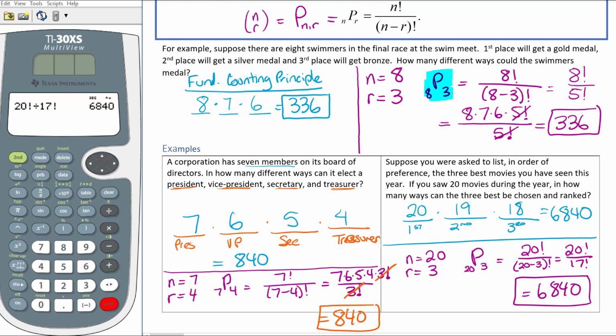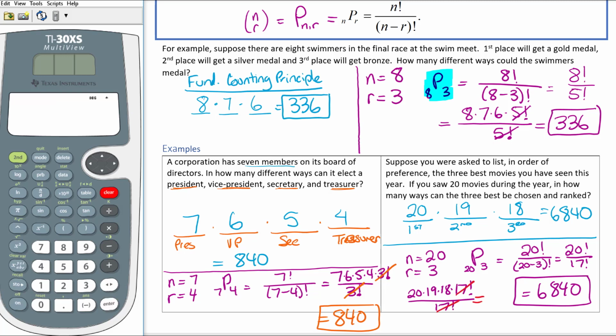If you don't have a factorial button on your calculator, you would do 20 times 19 times 18 times 17 factorial over 17 factorial. The two 17 factorials would divide out, and you'd type 20 times 19 times 18 in your calculator, and you'd still get 6,840. And this concludes our lesson on permutations.